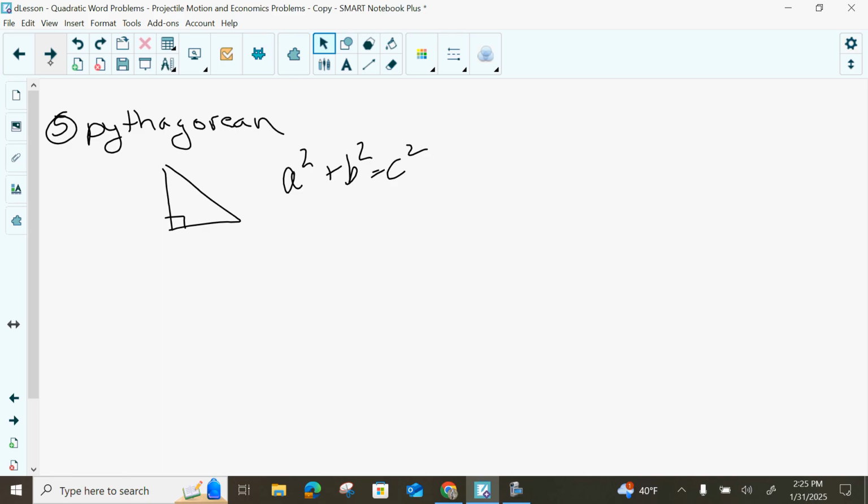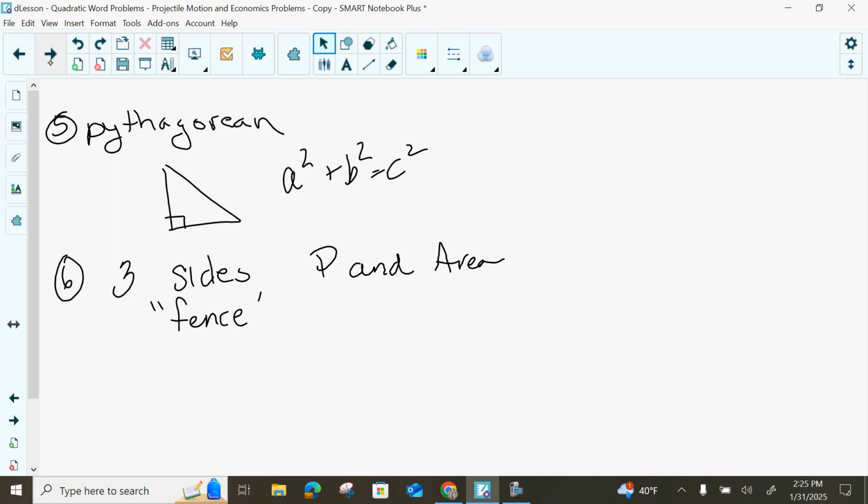All right, so number 6, 3 sides. That one usually involves both perimeter and area, right? As soon as it says I've got fencing, that's the fencing type. You automatically draw a river or a house or whatever, and you draw a rectangle.